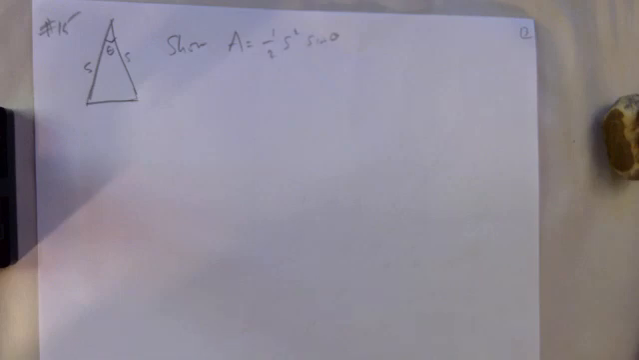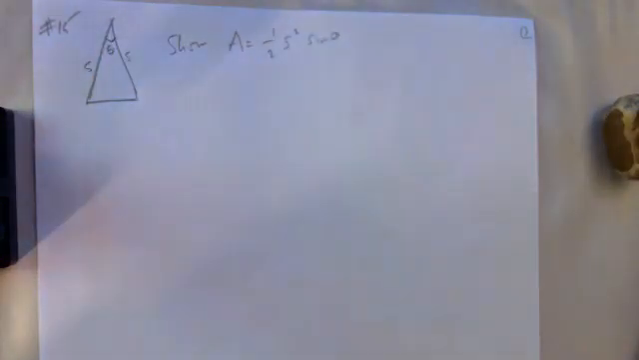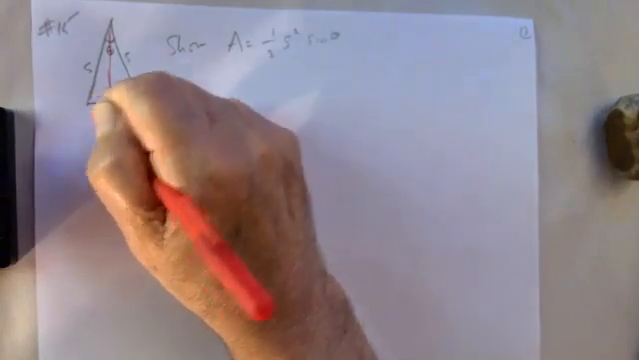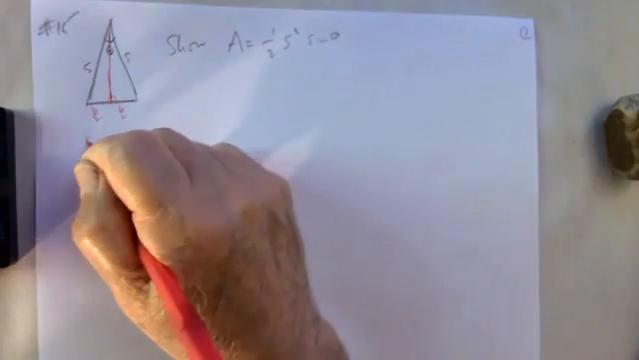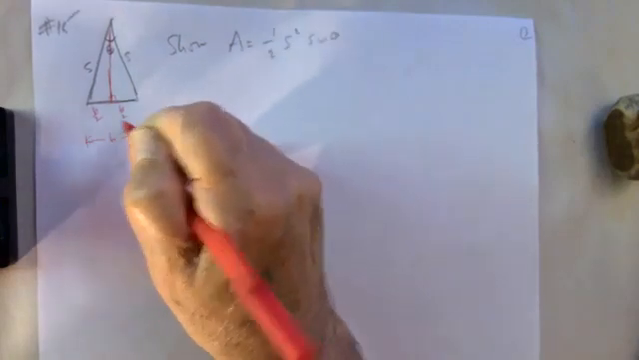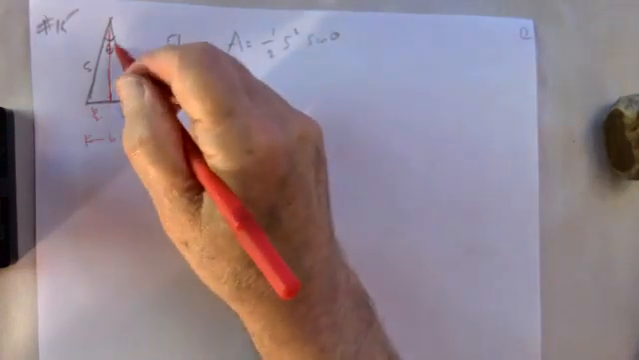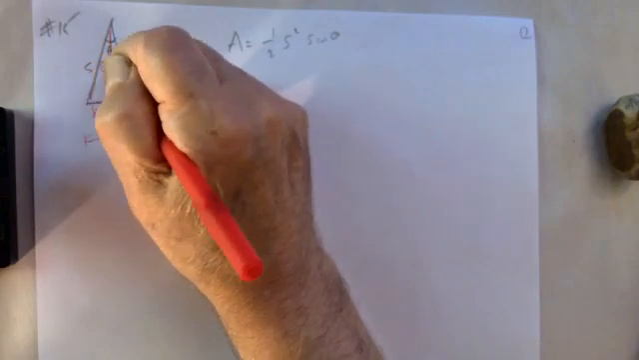Well, why is that? Suppose I draw the perpendicular to the base. If the base is B, this bisects the base. This is B, this is 1/2 of B. And if this is the angle theta, each of these is theta over 2.